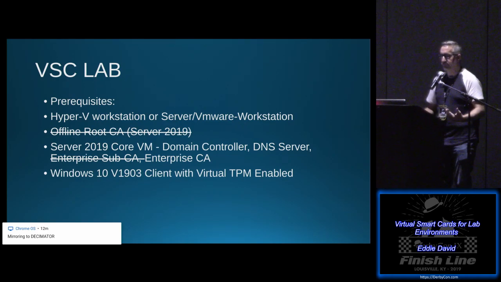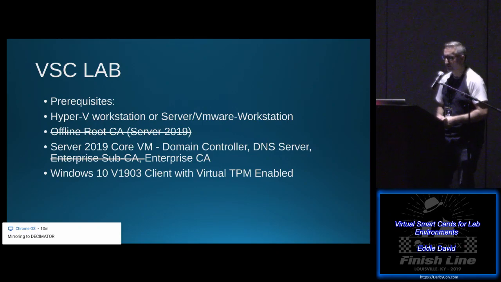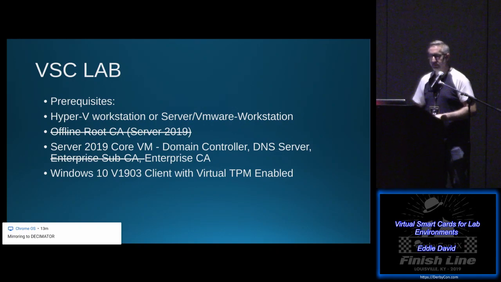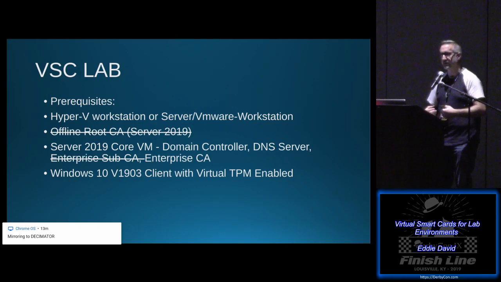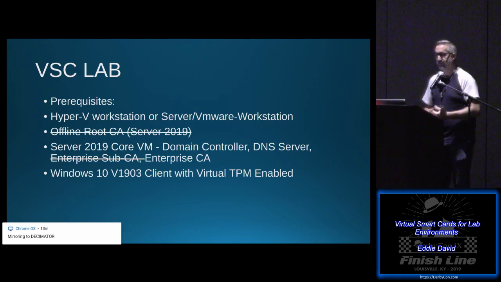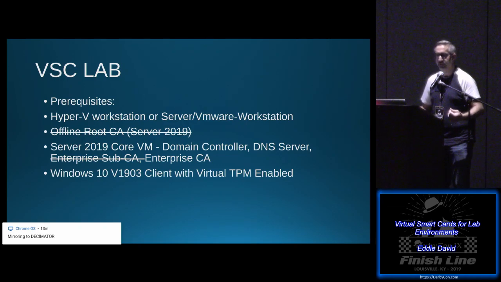I crossed out a few things because this is normally how I would deploy an Active Directory Certificate Services environment. I'd have an offline root CA, an enterprise sub CA, and then an online enterprise CA. It's very important if you're doing this beyond the lab to have an offline root CA. It's going to prevent any type of compromise, or at least it's going to be a lot harder to compromise a root certificate authority whenever it's completely offline, desegregated from your network. And then we're going to have a Windows 10 1903 client with the virtual TPM enabled.